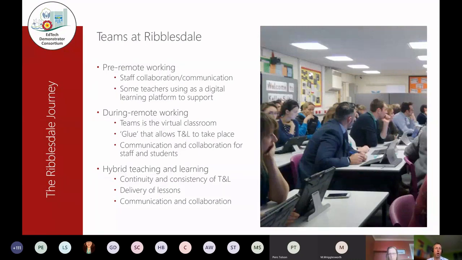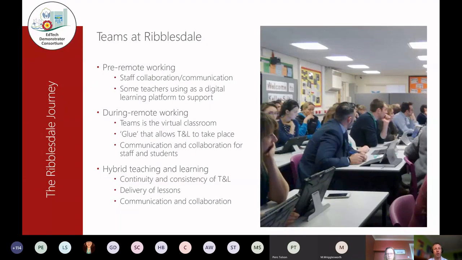And ultimately, during remote working, a big benefit of it is communication and collaboration for staff and students alike. Our staff now are quite confident in using Teams on a daily basis, calling each other, meeting with their departments, collaborating on live documents. And I think that is where it is coming into its own, in the fact that normally within a physical school we will speak to each other. Now we're doing that within the Teams environment.